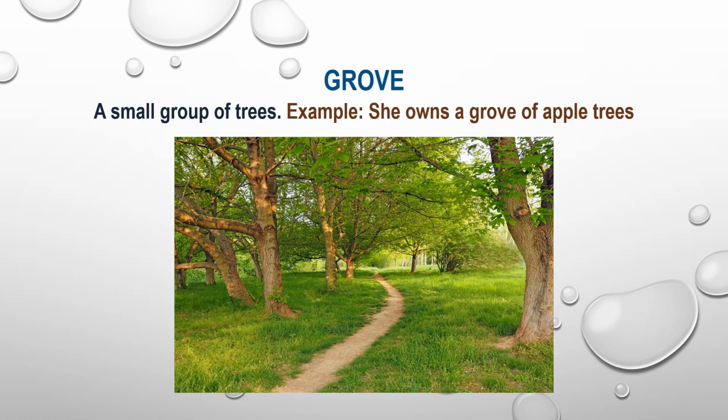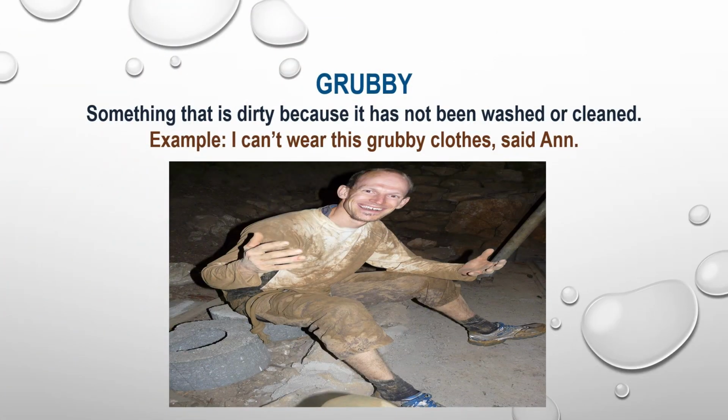Grove. This means a small group of trees. Example, she owns a grove of apple trees. Grubby. This means something that is dirty because it has not been washed or cleaned. Example, I can't wear these grubby clothes, said Anne.